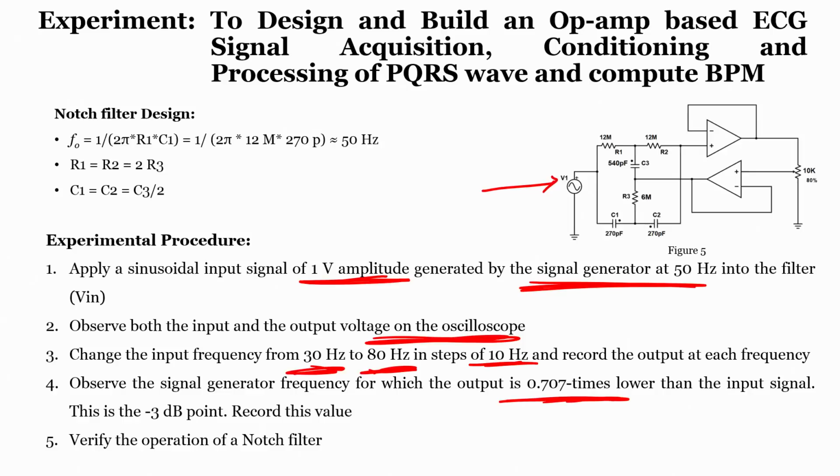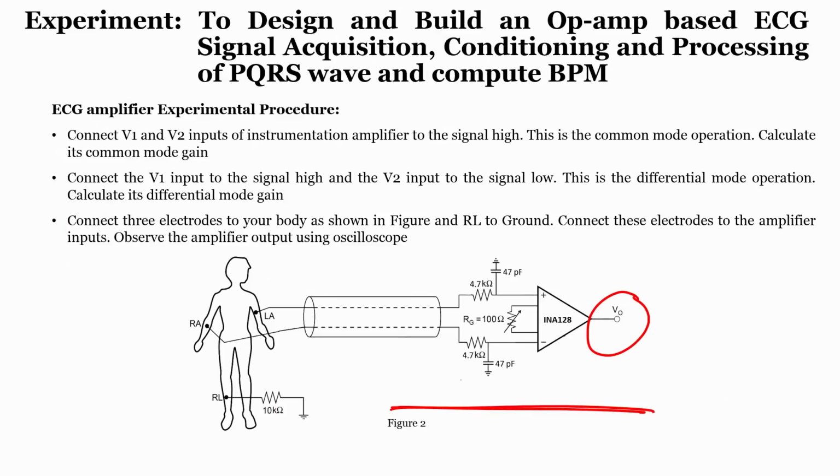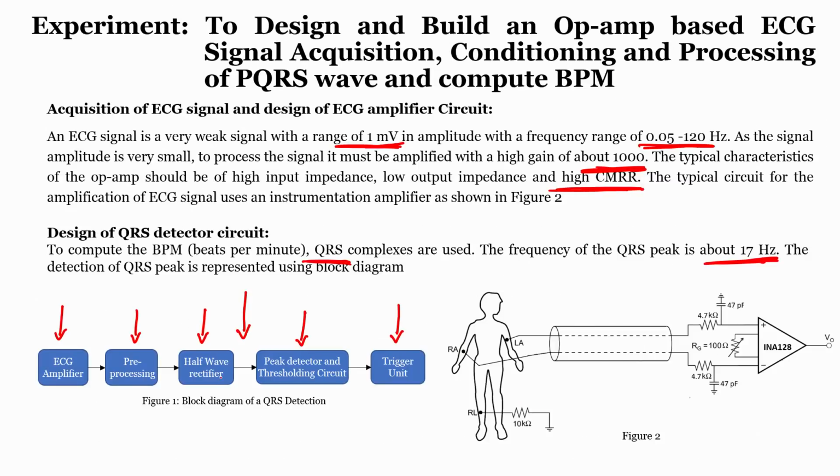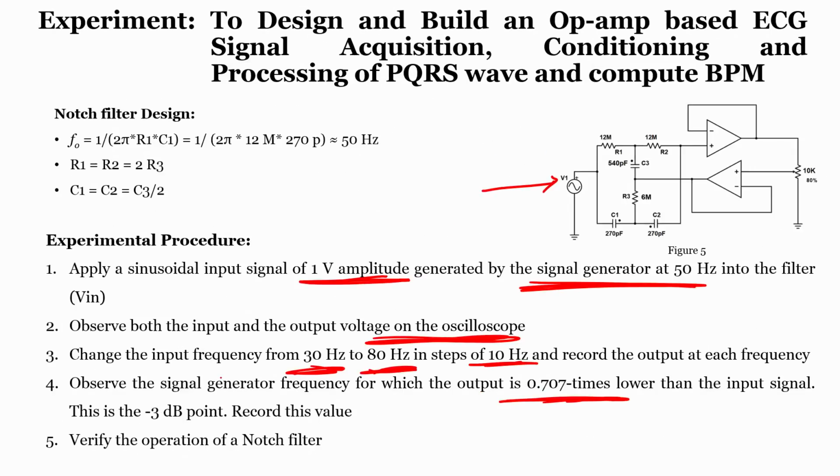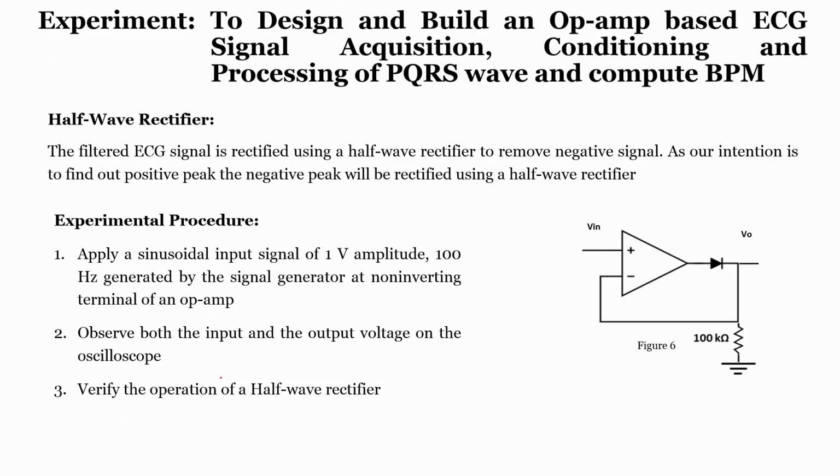Next, if you see the block diagram, the next one would be the half wave rectifier. So, we now need to design a half wave rectifier. The half wave rectifier is very simple to design, as you can see in the circuit. The filtered received signal is rectified using a half wave rectifier to remove the negative signal. If I use this kind of circuit, I can remove the negative signal, and our intention is to find out the positive peak, while the negative peak will be rectified using the half wave rectifier.